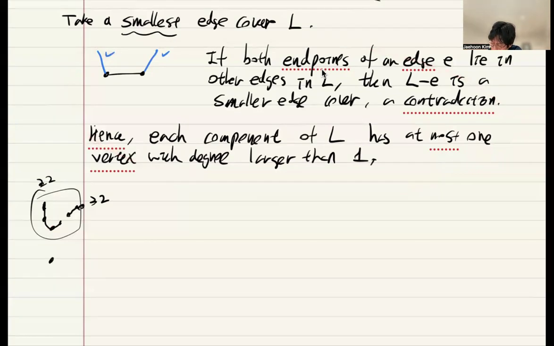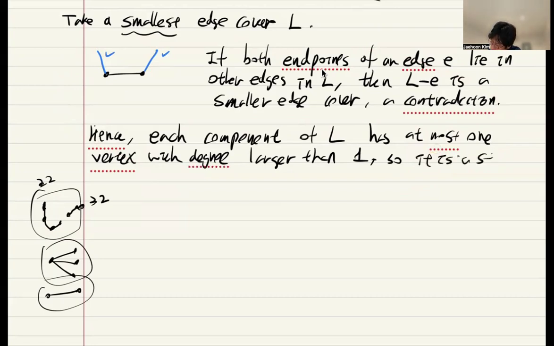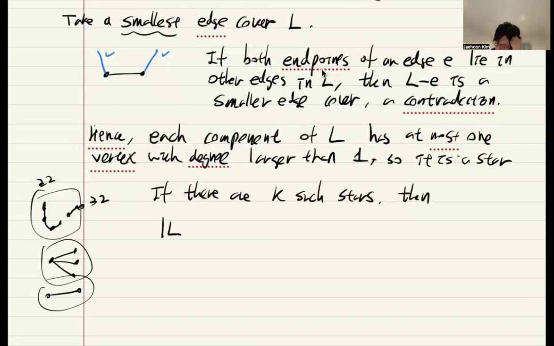Then how does it look? You have one vertex with degree possibly larger than 1, and everyone else has degree 1. So it is a star. If there are k such stars, so L is a disjoint union of stars, so we know its structure, and we can get information on the matching from here. If there are k such stars, then what?